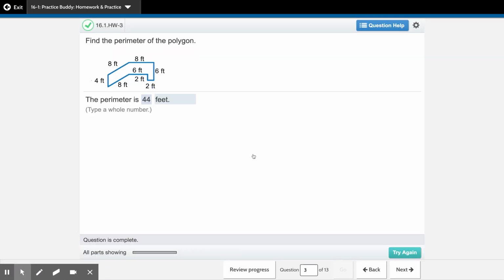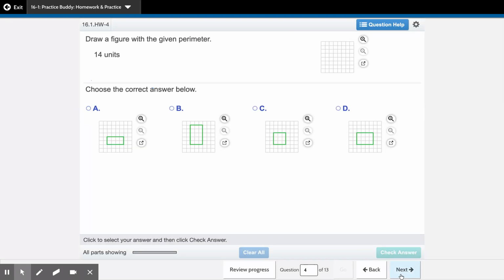Now I put the numbers together that I knew equal 10 to make it easier. You don't have to do that. That's just an option. So I'm drawing a figure with the given perimeter of 14 units. In order to do this, you just need to count the outside of these shapes. So 1, 2, 3, 4, 5, 6. If you count half of them, the other sides are going to be the same, because these two sides are the same and these two sides are the same. I know 6 plus 6 equals 12, so that's not going to be 14.